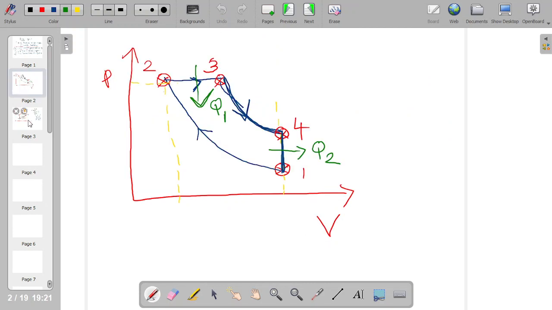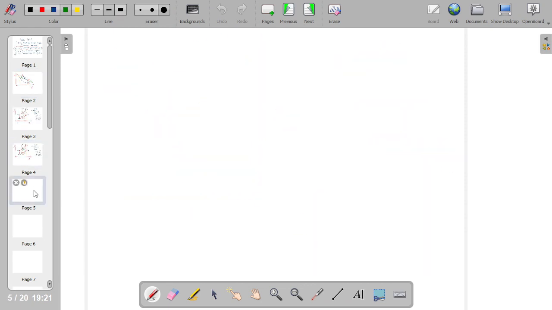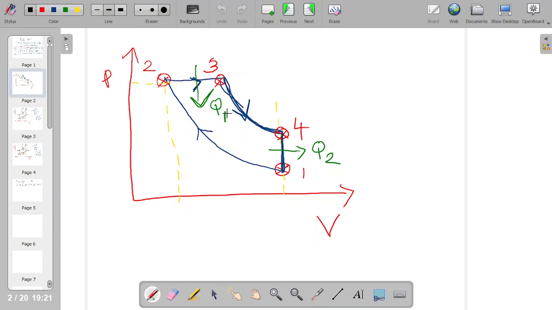So we have drawn the PV and TS diagrams. Now we can go step by step to the derivation. We can start from the basic expression, where we started in Otto cycle, that is, efficiency is equal to net work by heat input. This is our equation 1. From the first law of thermodynamics applied to a cycle, we have sigma q equal to sigma w. And what is sigma q? Only two heats are exchanged between the system and surroundings, q1 and q2.